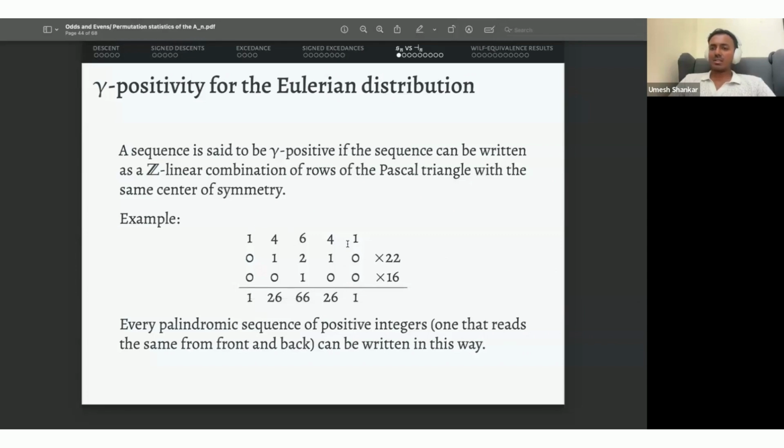1, 4, 6, 4, 1 is a row of the Pascal triangle. 1, 2, 1 is a row of the Pascal triangle. 1 is also a row of the Pascal triangle. With this linear combination, we can get exactly this sequence. Every palindromic sequence of positive integers, one that reads the same from front and back, can be written in this way. This requires some argument, but one can convince oneself that this can be done.